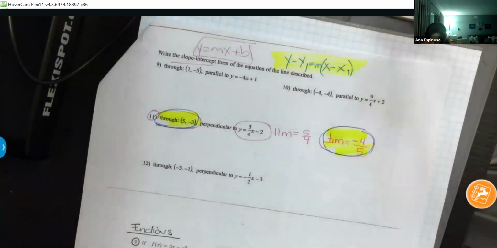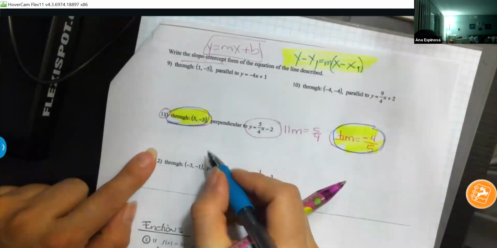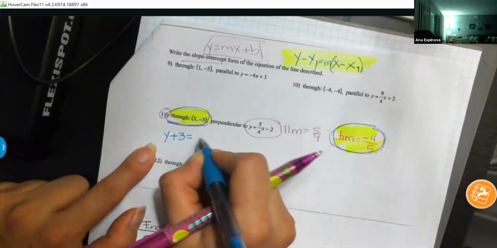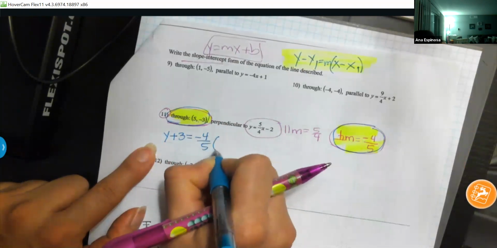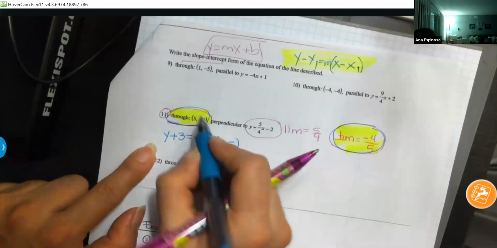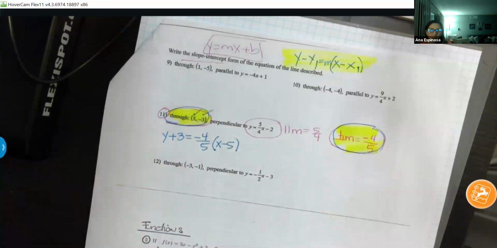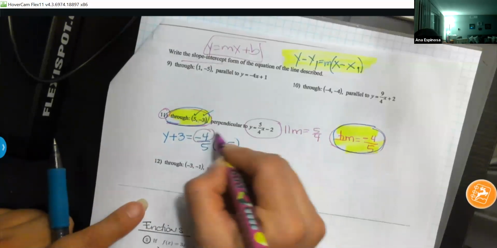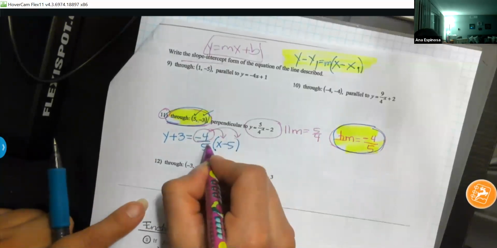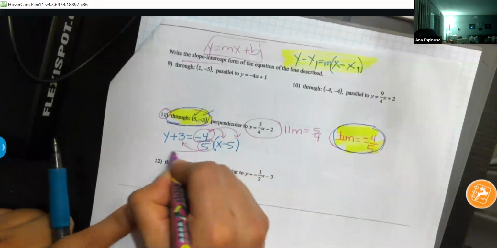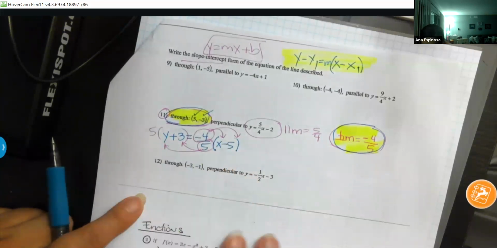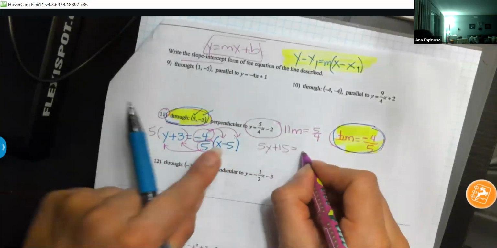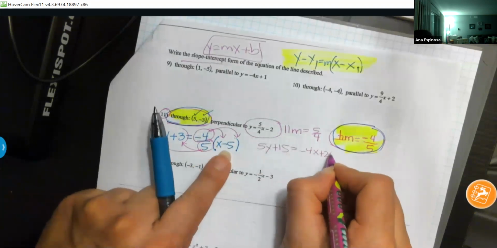Okay. So this is what we have. y minus a -3, so that's a positive. Slope -4/5, parentheses, x minus 5. So I took it from here, this one and that one. I had a double negative on here, so that's why it became a positive. Now I'm going to take this and distribute, and I'm going to take this to the left. So if I forget, I'll just put a 5 here. So I've got 5y plus 15 equals -4x plus 20.